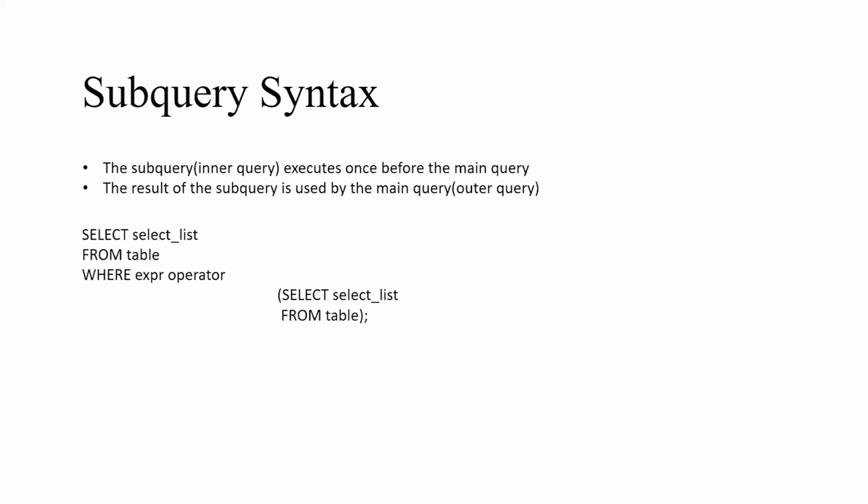Let's see the syntax first. The subquery or the inner query executes once before the main query. The result of a subquery is used by the main query. This is the subquery. It is used by the main query. So select list from table where expression, operator which is equal to, or in, or greater than, or less than, and then we have a list. So first this executes, and then we get it.